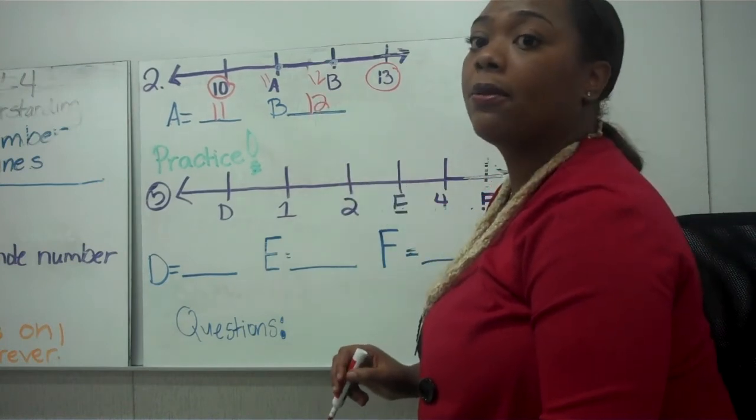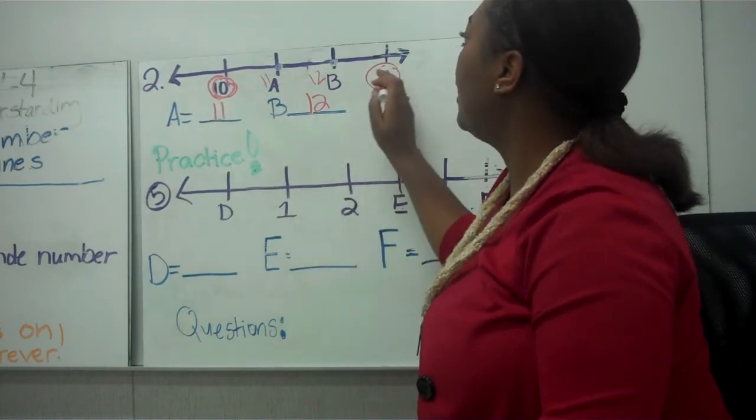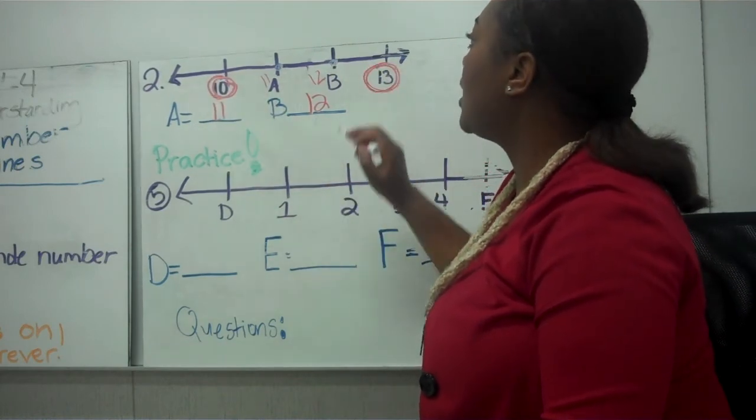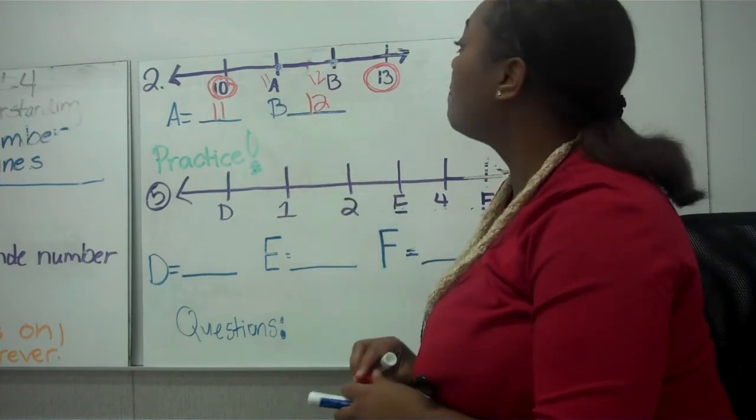What you always need to remember is start with what you know or what you're familiar with, and we're familiar with the whole number 10, and we're familiar with the whole number 13. And whatever comes between those numbers, you've got to figure out a pattern.